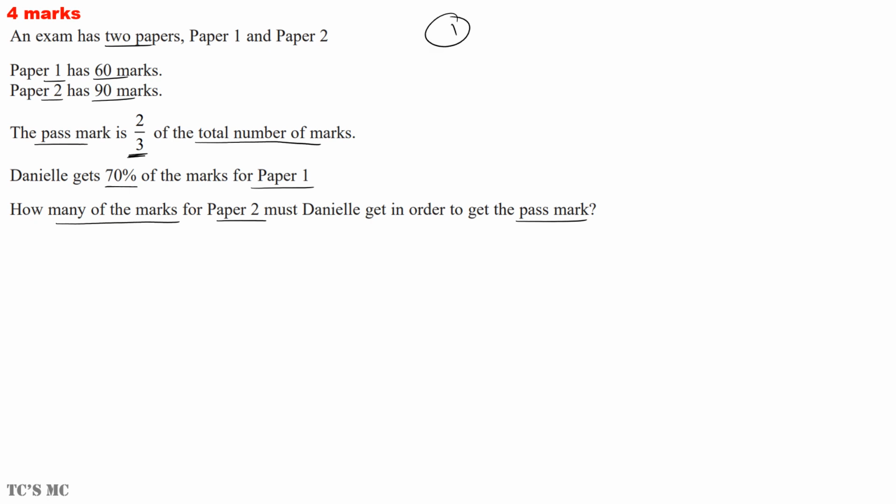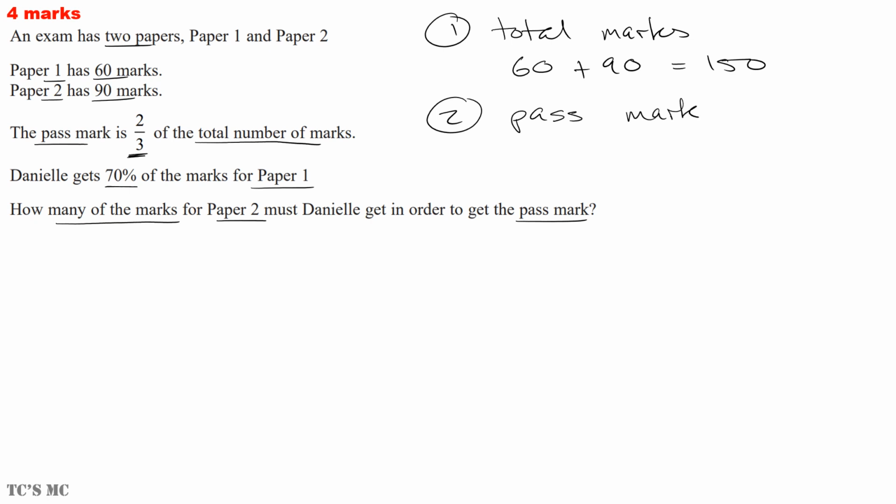Step 1, we need to work out the total marks available. We need to do 60, add 90. We get 150. Step 2, we need to work out the pass mark. We need to work out 2/3 of 150. That means 150 divided by 3 for 1/3 and then multiplied by 2. That is 50 multiplied by 2 and we get 100. Now we have 1 mark.